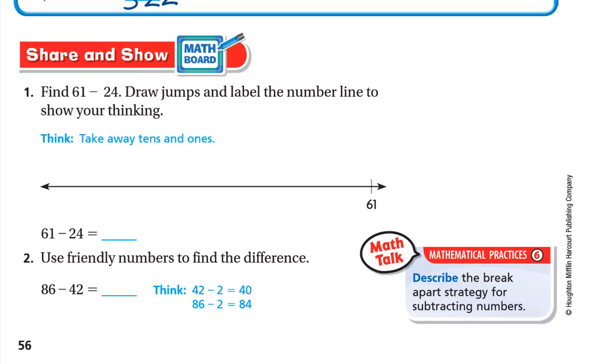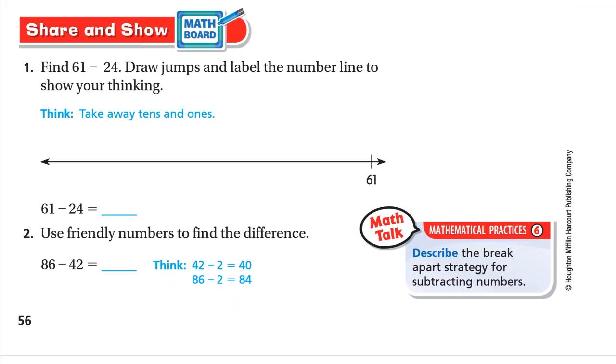Okay, now for share and show. Find 61 minus 24, draw jumps and label the number line to show your thinking. Okay, here he said take away tens and ones. Okay, so here we start with the 61 and we want to take away 24. So we will subtract tens and ones.